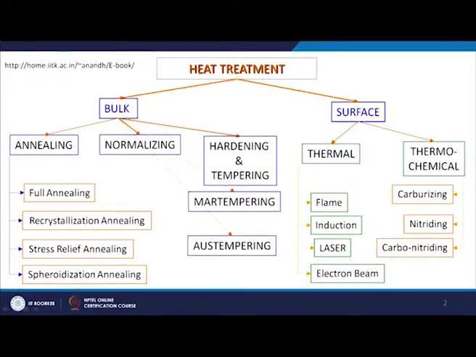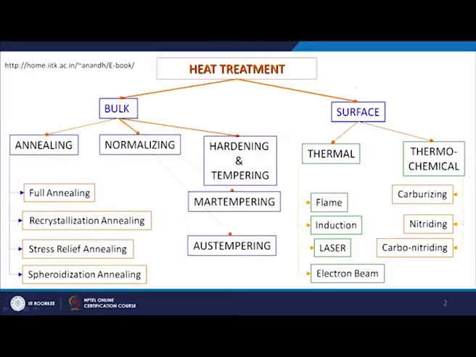This is an overall snapshot of heat treatment. I took it from this particular e-book, a very good book. You can also refer to this e-book by Anand Subramaniam at IIT Kanpur. Heat treatment can be divided into bulk heat treatment or surface heat treatment. In bulk heat treatment, you can have annealing, normalizing, hardening and tempering, Martempering, Austempering; all these we will see. Annealing can be full annealing, recrystallization annealing, stress relieving annealing or spheroidization annealing.